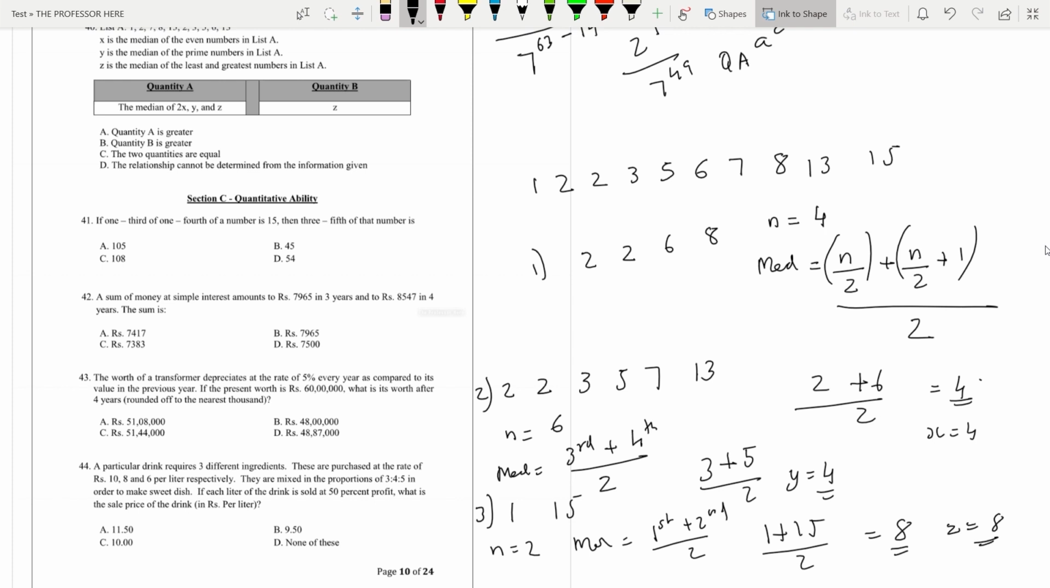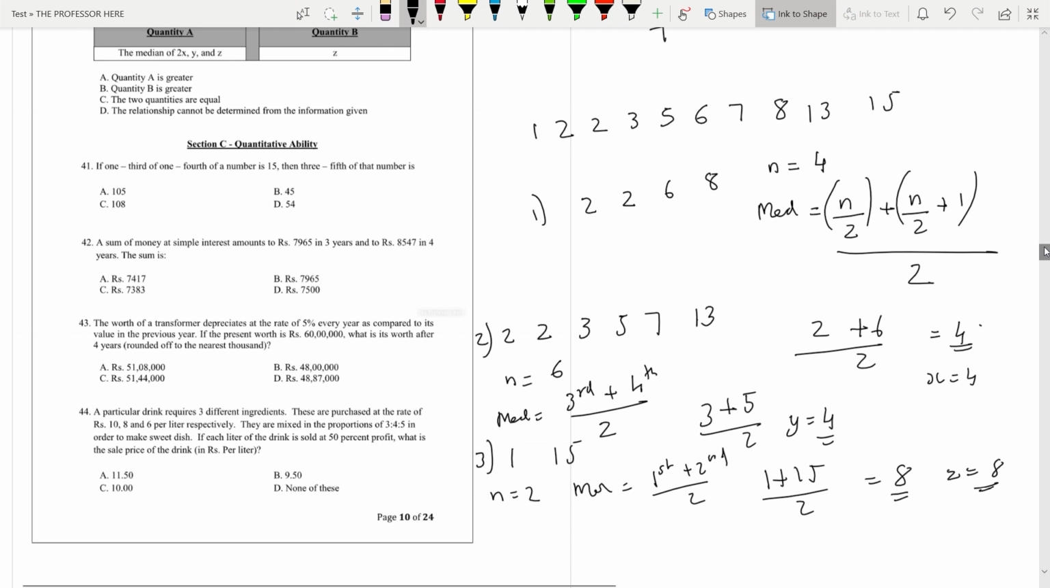So we got X, Y and Z. Now let's look at the question, quantity A and quantity B. Quantity A is the median of 2X, Y and Z. 2X is 8, Y is 4, and Z is 8. Let's arrange it: 4, 8, 8. Here n is equal to 3, which is an odd number. So all you have to do is n by 2, which you will get as 1.5, and you have to round it to the next number, which is 2. So the number in the second position is 8. Or simply you can just look at it and find the middle number, which is 8.